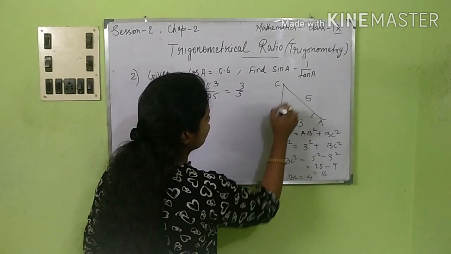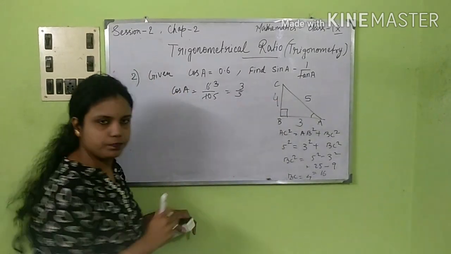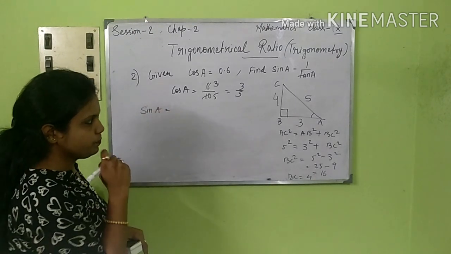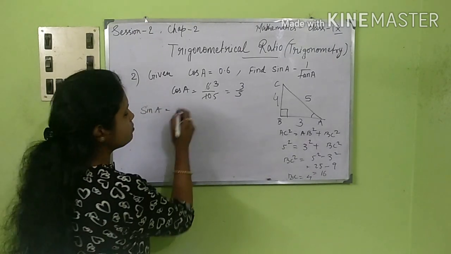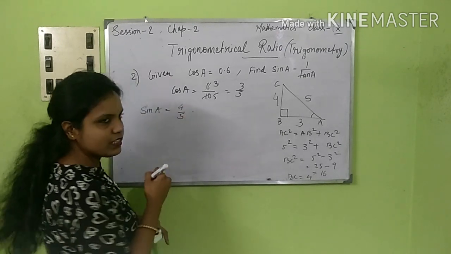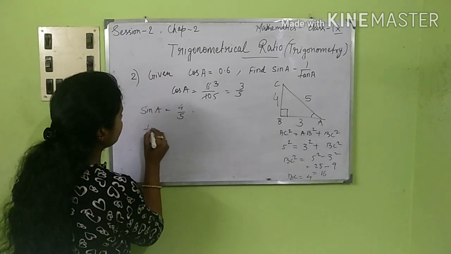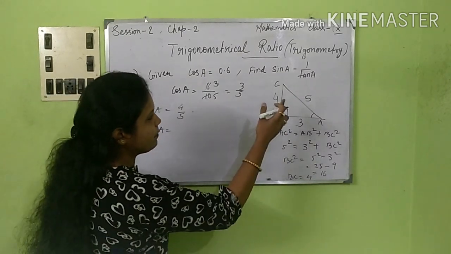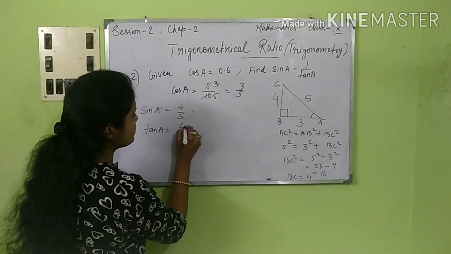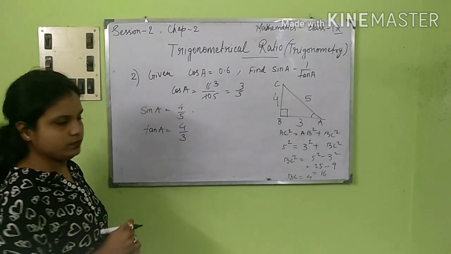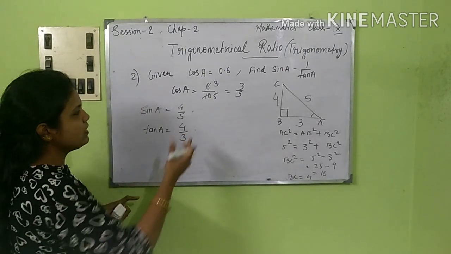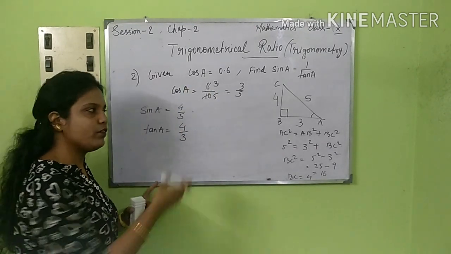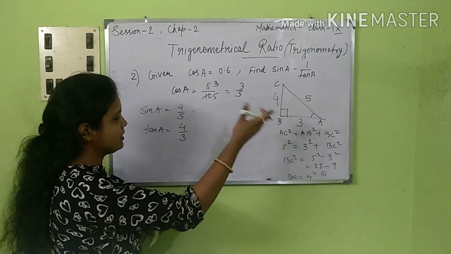So what have we got for the value of BC as 4? Now sine A will be equal to, as you know, perpendicular by hypotenuse, that means 4 by 5, right? And tan A will be, we know the formula obviously, that is perpendicular by base, that is 4 by 3, right? Or else you can simply take it from sine by cos also. But since we know the formula, we can write it directly. Perpendicular by base, that is 4 by 3.